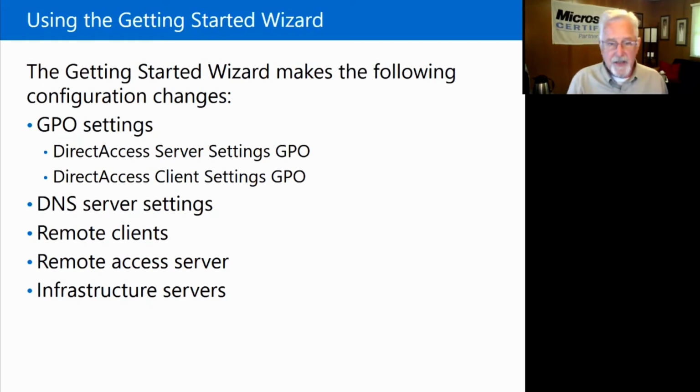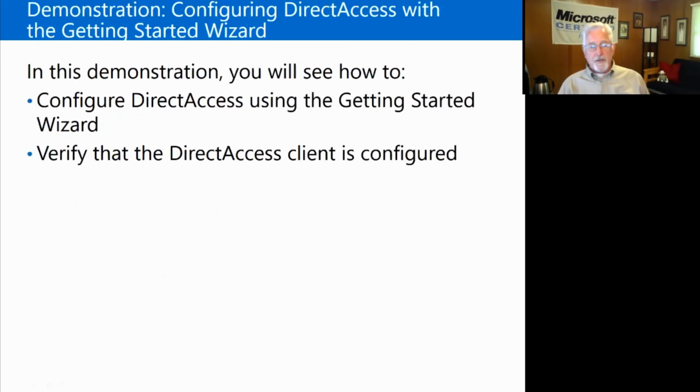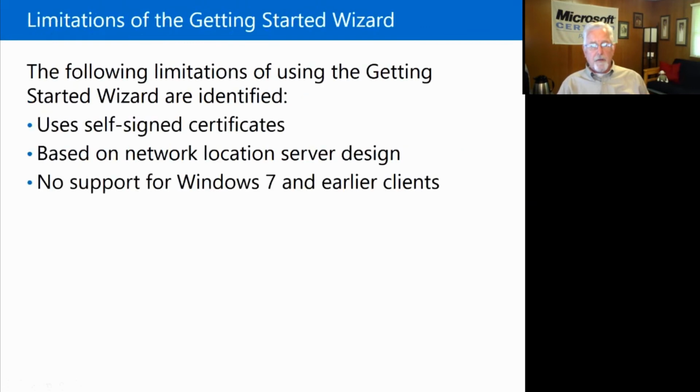One of the connection types, if you are not wanting to do the tunneling with IPv6, is to use IP-HTTPS. So we're going to use a secure connection through port 443 to get to this DirectAccess server. Some of the limitations here for the wizard-based setup is you're using self-signed certificates based on the network location server design, and that network location server can be on the DirectAccess server as well.